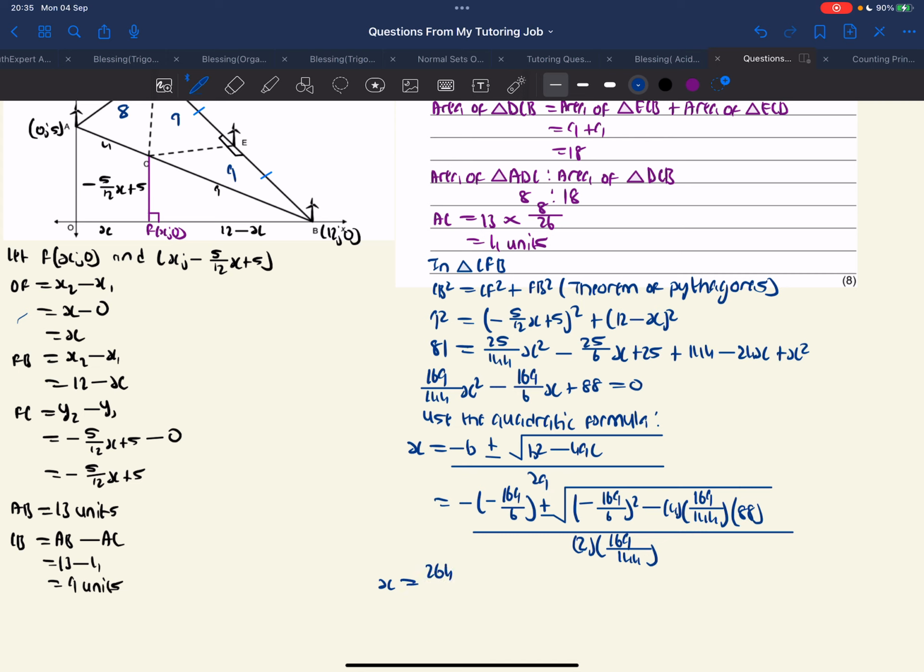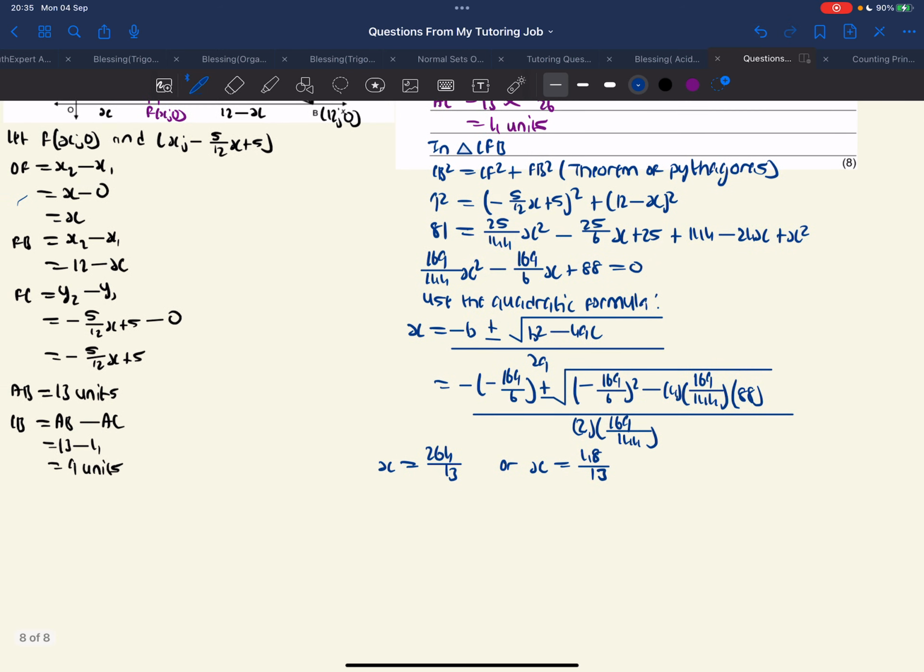I'm going to get an answer which is going to be x equals 264 over 13, or x equals, let me put that in the calculator quickly, x equals 48 over 13. Alright, 48 over 13, right, over 13. So we know our x has two values.